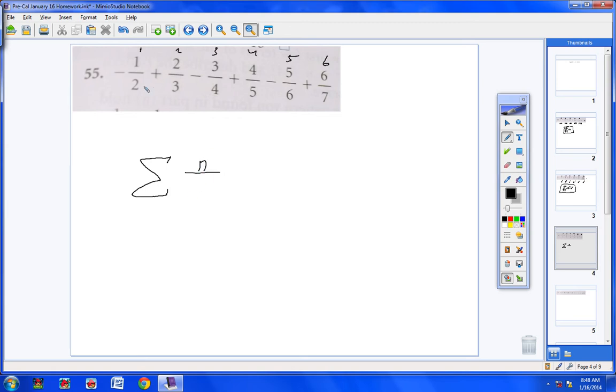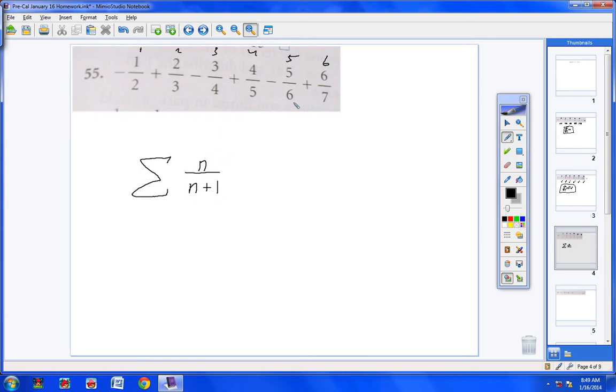Okay? Now the bottom, notice how the denominator is 1 more. I have a 2 here, but the term is 1. I have a 3 here, but the term is 2. I have a 4 here, but the term is 3. All of the denominators are 1 more than the actual term, so I'm going to put n plus 1. Now that should work. Put a 1 in, I get out 1/2. Put a 2 in, I get out 2/3. Put a 3 in, I get out 3/4.